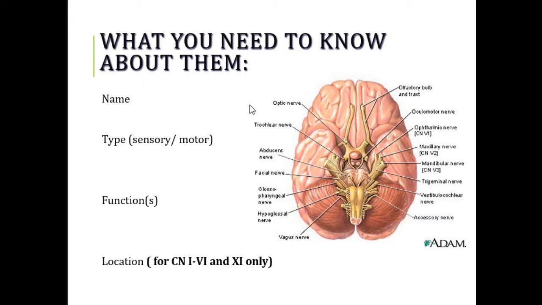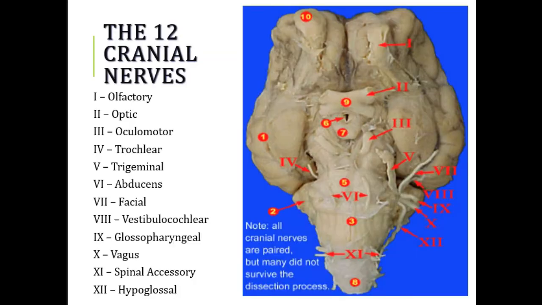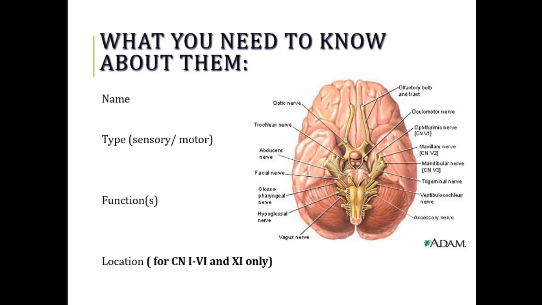So we saw the 12 cranial nerves, and we're going to get into them in a little more detail in just a second. But what do you need to know about them when you're identifying them for the test? You're going to need to be able to name it, say whether it's a sensory, motor, or both nerve, what its function is, and where it is located. And this will be for cranial nerves 1 through 6 and 11, I believe. Yes, 11.